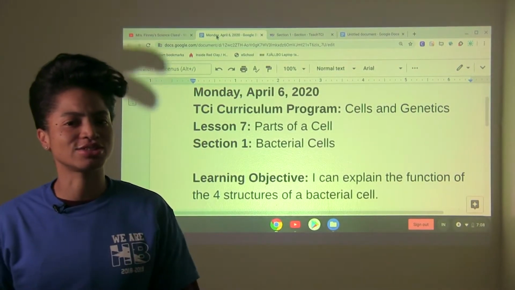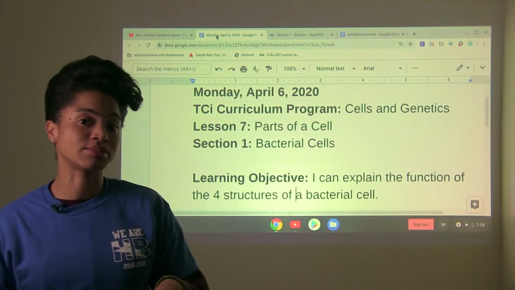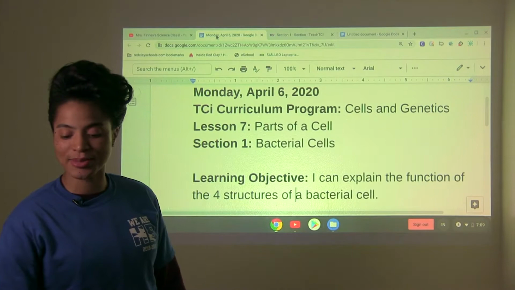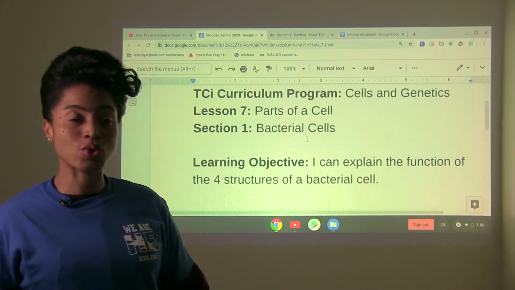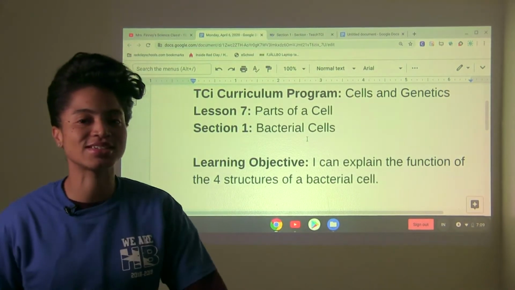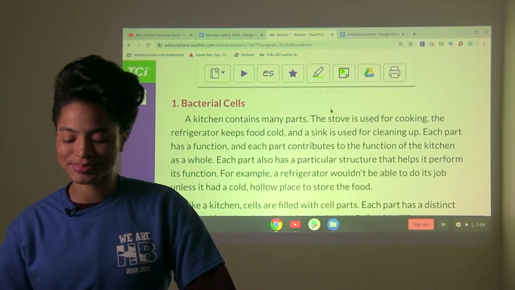Now, we've had conversations about bacterial cells, but now we're going to look into them to see what they're made of. So our learning objective for today is I can explain the function of the 4 structures of a bacterial cell. All right, let's see what those 4 structures are. And let's get into our lesson.